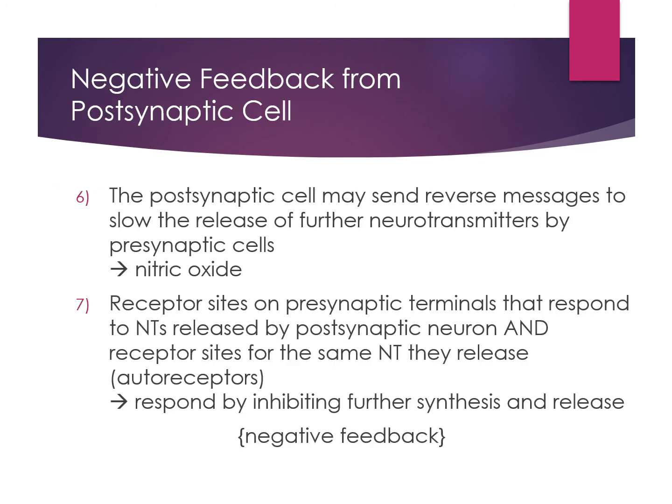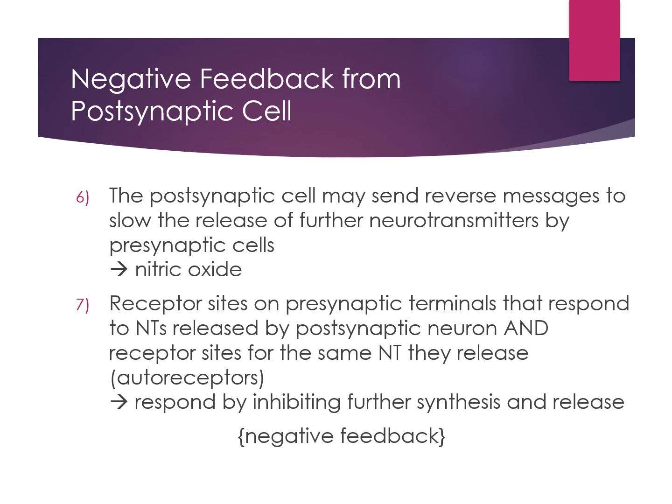And again, going back to that picture from an earlier slide, or from page 51 of your book, numbers 6 and 7 have to do with this negative feedback, really inhibiting further synthesis and release from the presynaptic neuron. So number 6 is that the postsynaptic cell can send back reverse messages to slow or inhibit further neurotransmitter release by the presynaptic neurons.